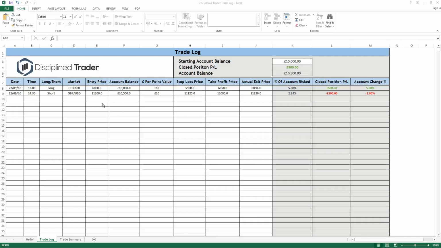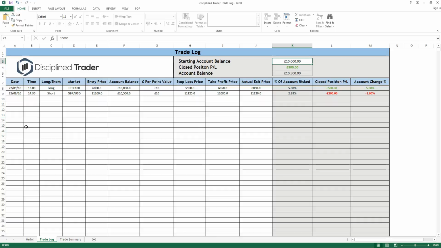So the first thing that you need to complete when starting to use this spreadsheet is the starting account balance. All you need to put in here is the amount you've got in your trading account that you're trading with when you start using the spreadsheet. Basically, it will use this as a starting point so it can calculate things like your risk and the account change percentage and so on.